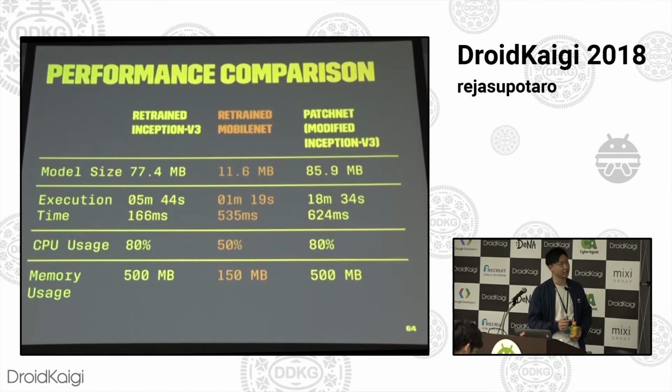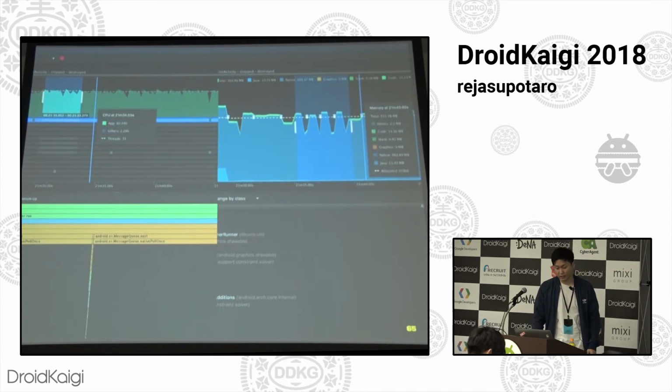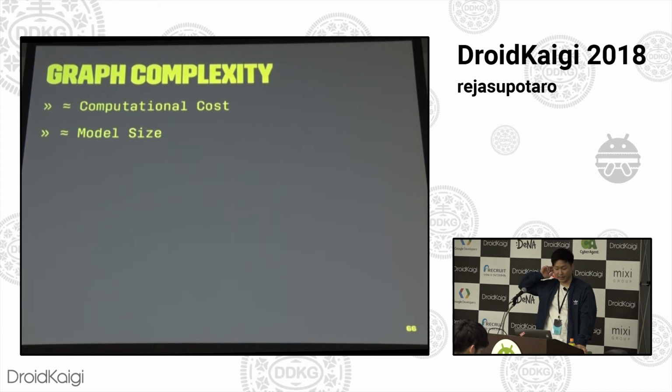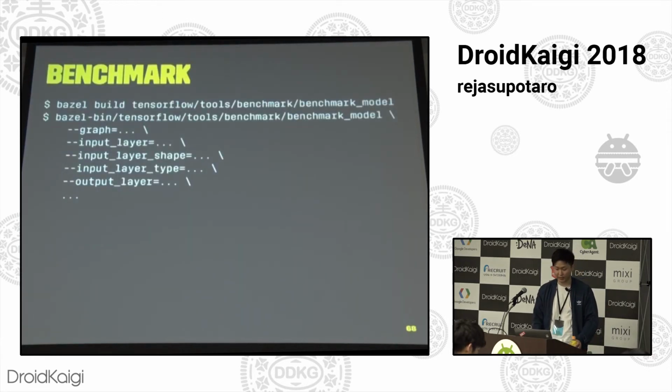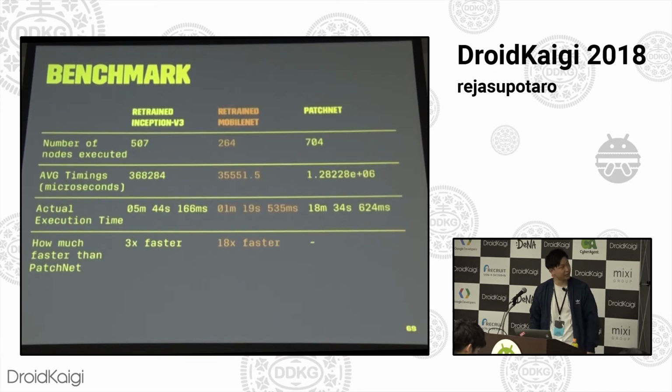I wondered what the key factor is. I used Android Profiler, and I found nothing actually. That's because the result depends on the device spec. So instead, I paid attention to the graph structure. I thought it implies the computation cost and the model size. Here are visualized graphs of Inception version 3, MobileNet and FoodNet. I benchmarked these models using a benchmark tool, and the result is here.